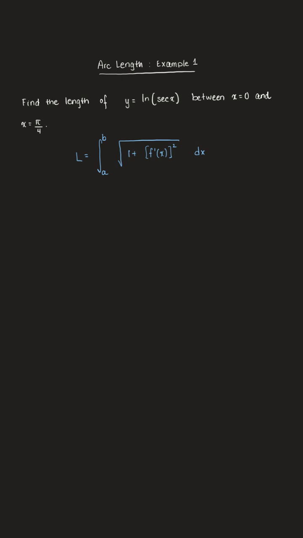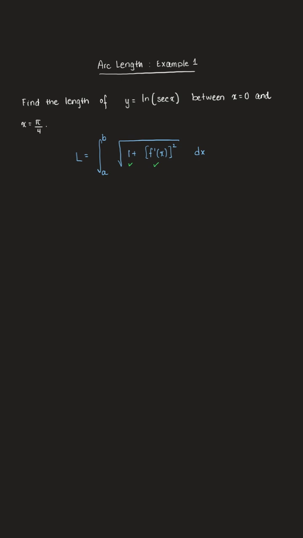What I like about this formula is that if we follow the order of operations, this gives us exactly what we need to do, our steps. So we will start by finding the derivative of the function, then we will square that derivative, add 1, take the square root, and then we'll be ready to put it into our formula.